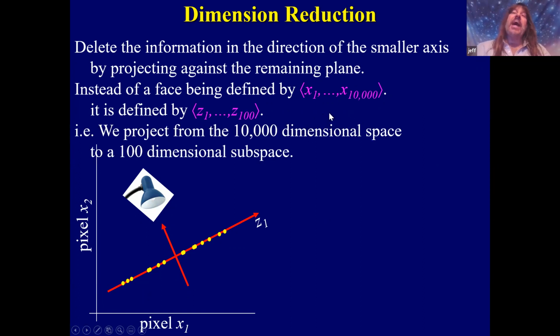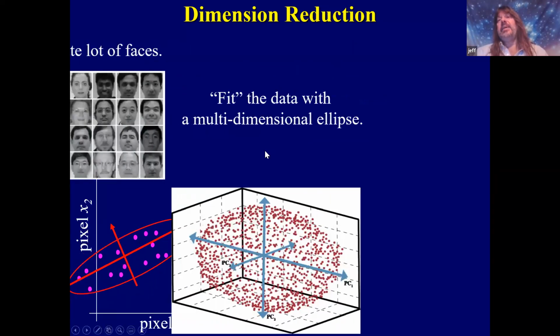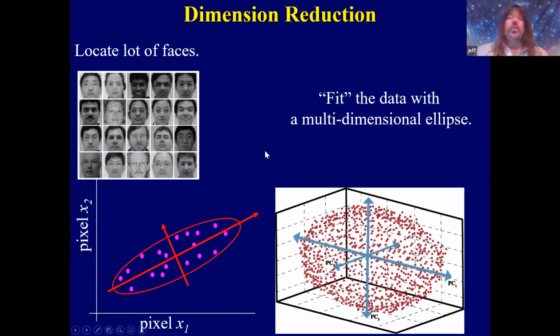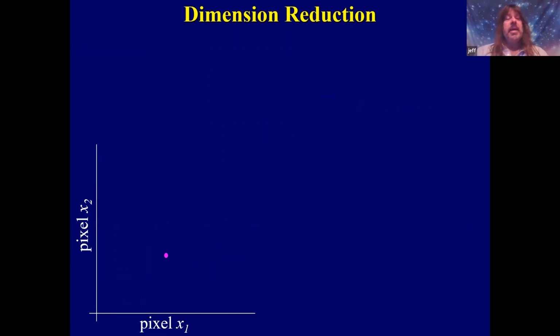If we start with a 10,000 dimensional space and we project it down onto the most significant 100 axes like this, I mean, this is projecting 2 dimensions into 1 dimension, but you can imagine projecting them from 10,000 dimensions down to 100 dimensions, and that's our goal here, right? Everybody get that picture, right?